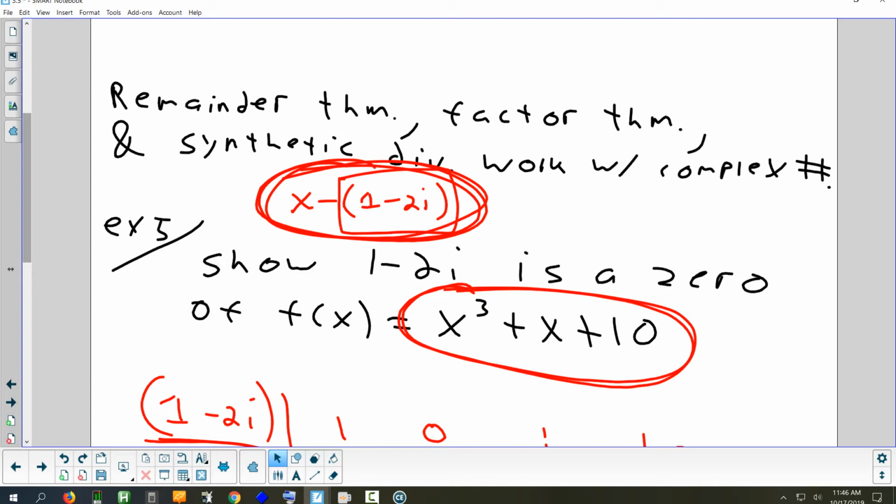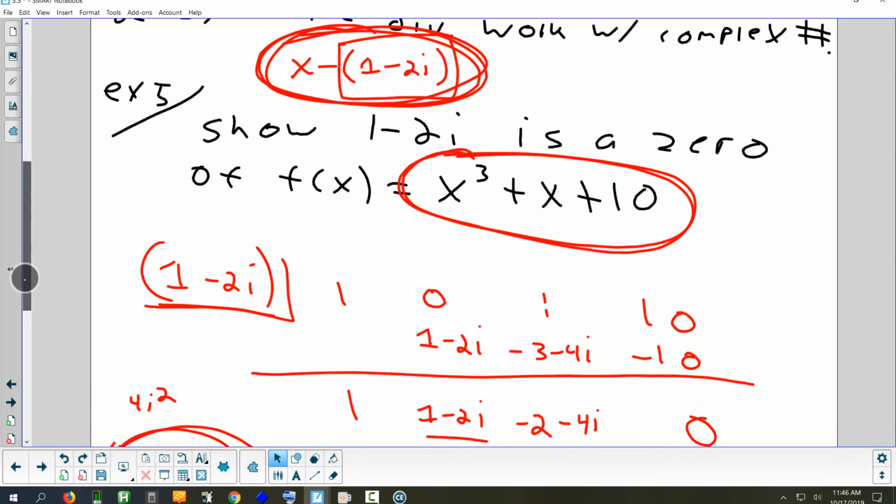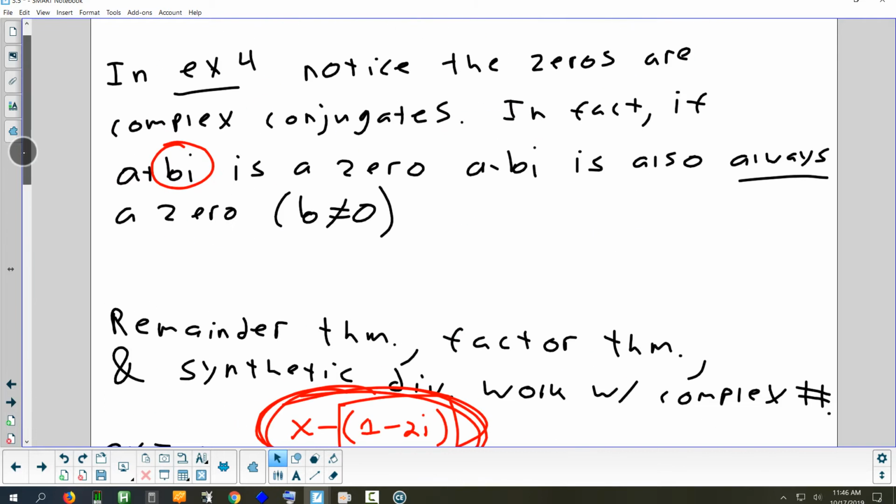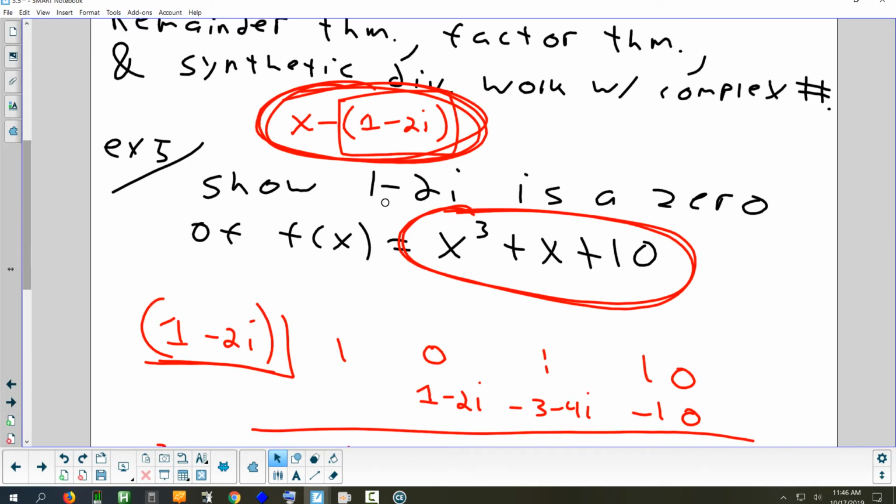What did I say about imaginary answers? Yep. They always come in pairs. So you automatically know another root. If 1 minus 2i is a root, what else is a root? You don't even have to do any work to find it. Yep, 1 plus 2i. So now you know 1 minus 2i and 1 plus 2i. We weren't finding all the roots here. All they did was say, show this one is a root. But I'm telling you 1 plus 2i is also a root. Okay, you need to know that.